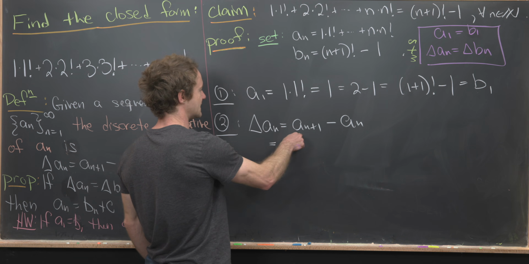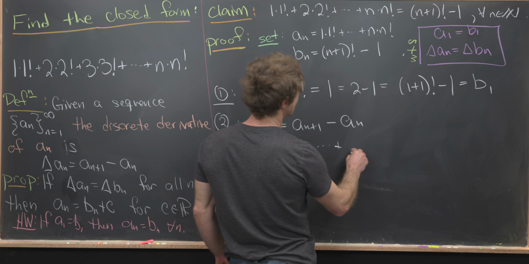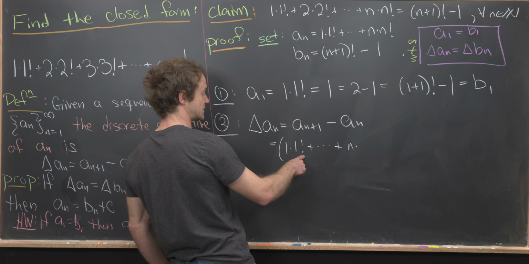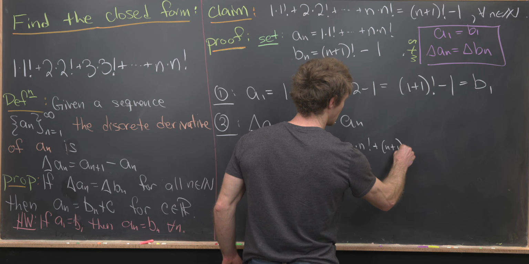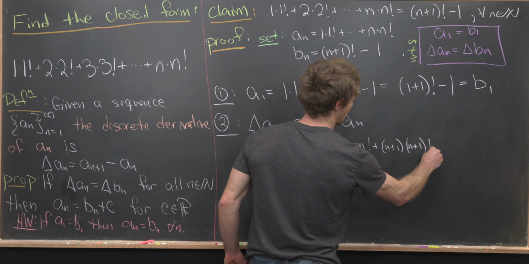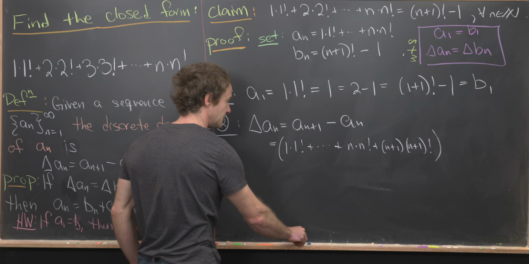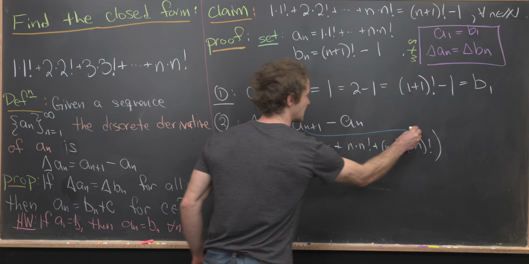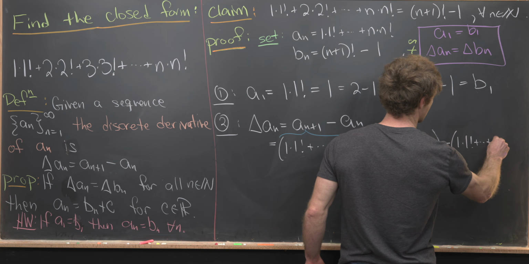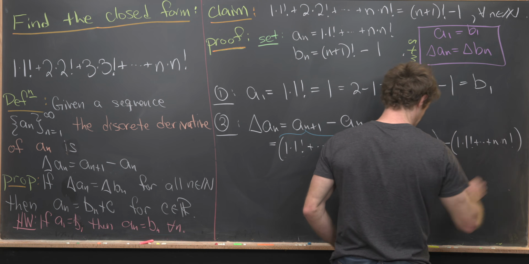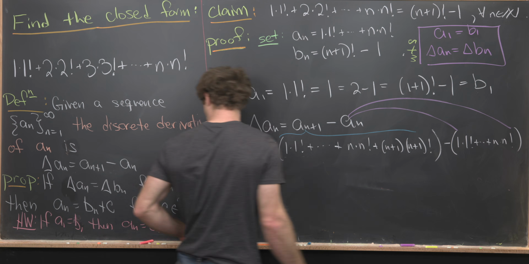Okay, so we can expand this a sub n plus 1 out into its sum. Notice we will have the sum 1 times 1 factorial all the way up to n times n factorial, plus (n plus 1) times (n plus 1) factorial. Just to reiterate, this is the a sub n plus 1 term. Now we have to subtract off the previous term, 1 times 1 factorial plus all the way up to n times n factorial. So that right there is the a sub n term.